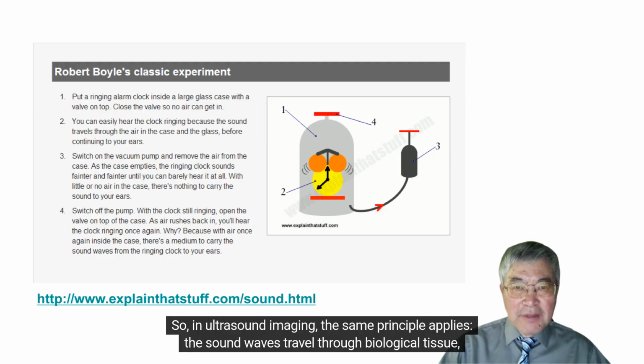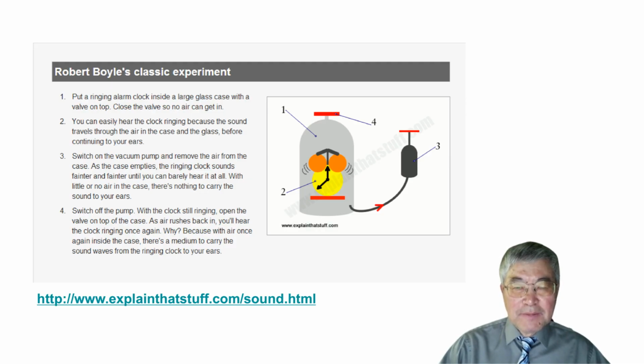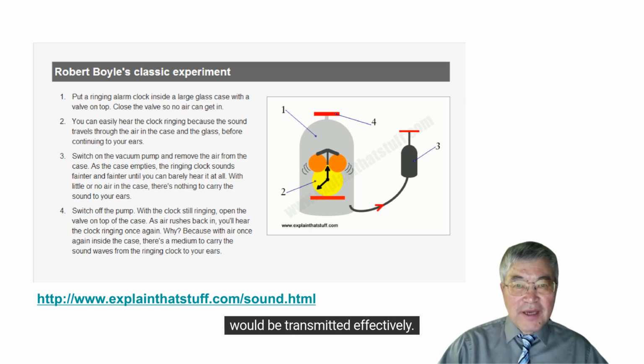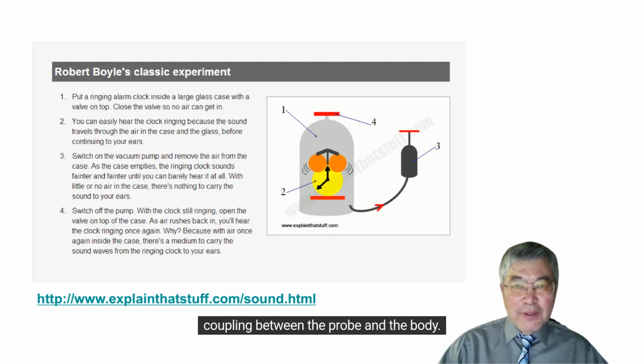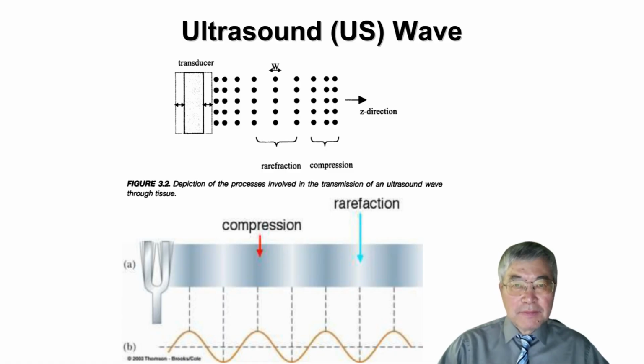So, in ultrasound imaging, the same principle applies. The sound waves travel through biological tissue, reflecting and scattering as they go, allowing us to measure and form images. Without a proper medium, say if there's air between the transducer and the skin, no ultrasound signal would be transmitted effectively. That's why, as you'll see later, we always use ultrasound gel to eliminate air gaps and ensure good acoustic coupling between the probe and the body.